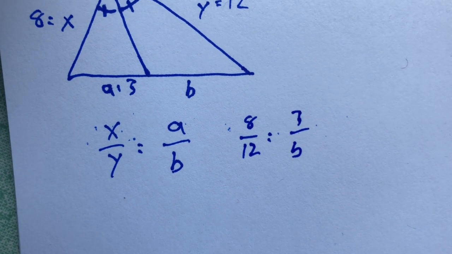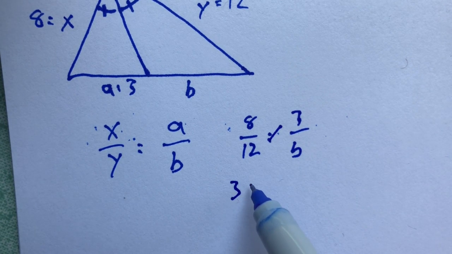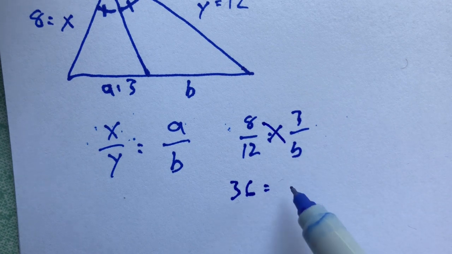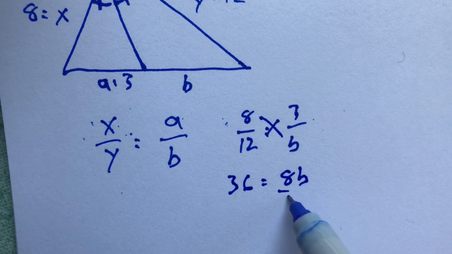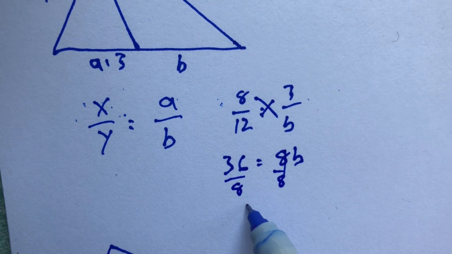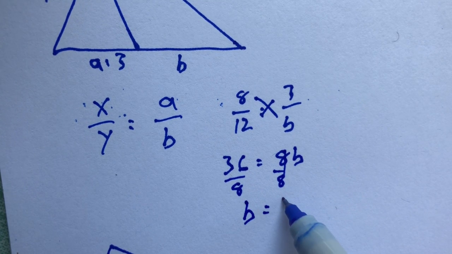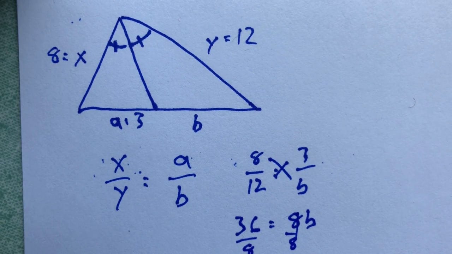To solve a proportion, remember we cross multiply. So 12 times 3 is 36. Over here we've got 8 times B. Now I'm just going to divide by 8, divide by 8, and B is going to equal 4.5. So B is 4.5 units.